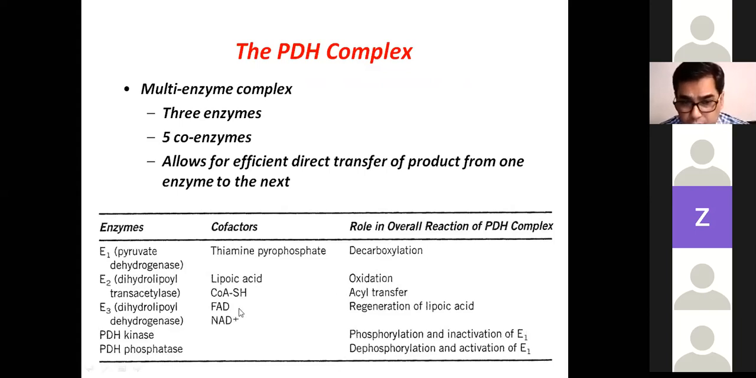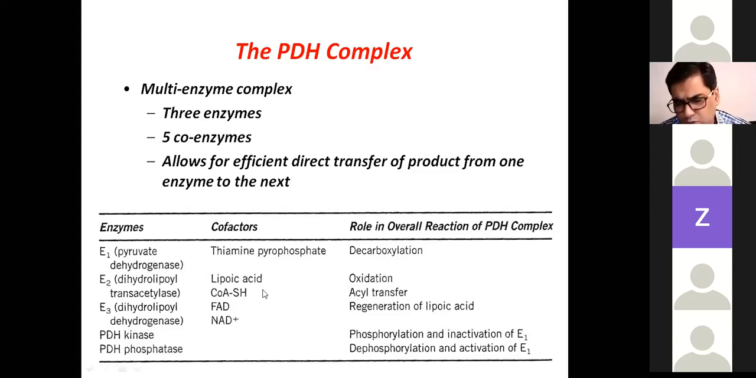But you can see as well in this chart what type of reactions are being catalyzed by these type of enzymes or the cofactors. But predominantly, you see that it is an oxidative decarboxylation type of reaction. The rest of the two reactions are transfer reactions, actually, in which there is transfer of the acetyl group or regeneration of one of the cofactors, which is the lipoic acid.